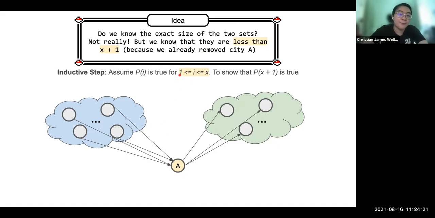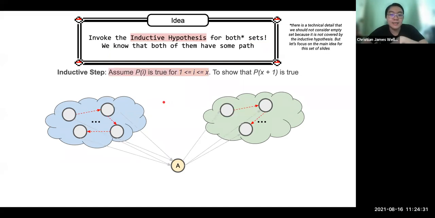And this is where our inductive hypothesis can fit, because we have a country with fewer than x+1 cities, or equivalently at most x. We can invoke the inductive hypothesis on both sets. By the inductive hypothesis, imagine that this is a smaller country and this is another smaller country. The inductive hypothesis says, let me handle the smaller country for you. I know there has to be a route. You assume me to be true, so there has to be a route in the smaller country. So let's say this is the route and this is the route in the other smaller country.